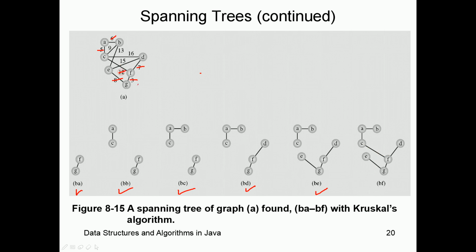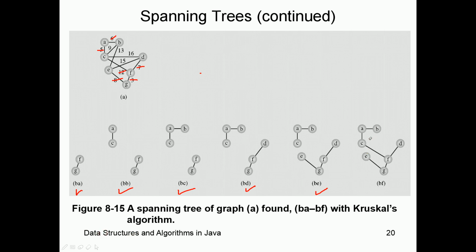Okay. And then what next? We just keep checking. 13. Can I add 13? From E to B, I'm going to link this with B, which will give me a cycle. What cycle? If I put E to B, this is what I'm going to have. It becomes a cycle: A, B, E, G, F, C, A, B. So this is a cycle. I don't want to have that, so I'm not going to add that one.